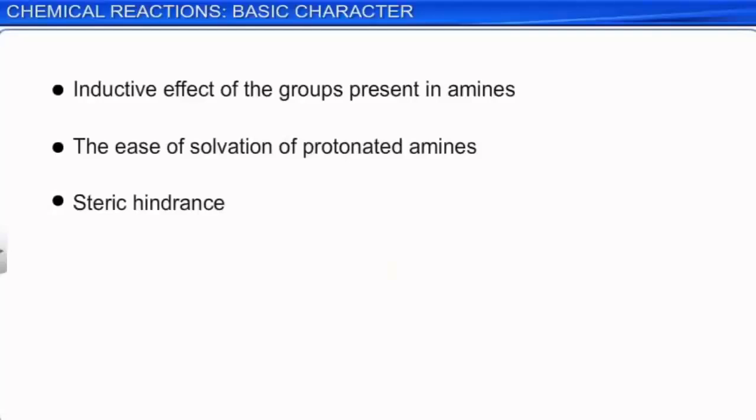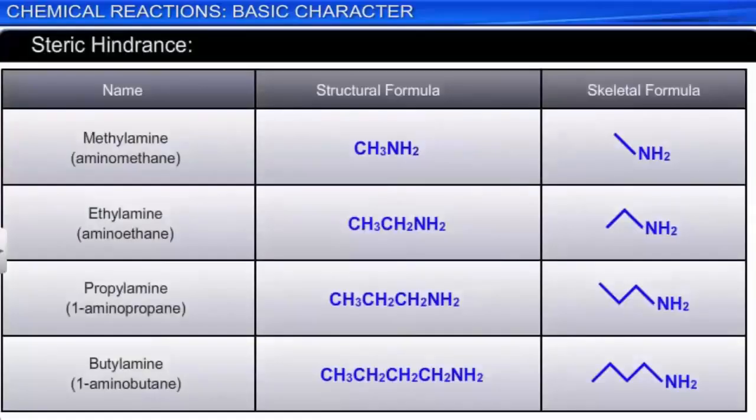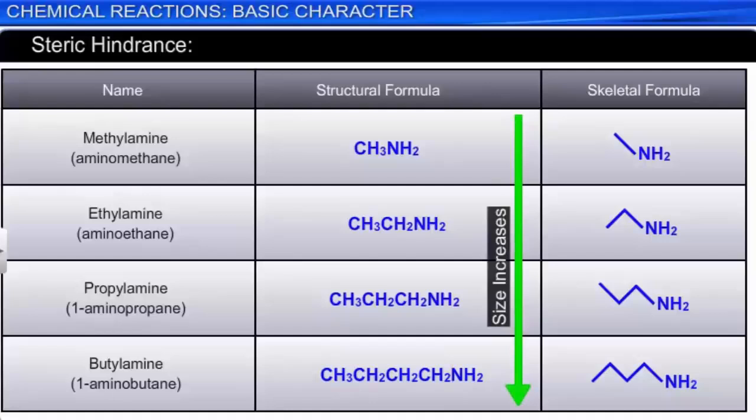Another important factor that affects the order of basicity is steric hindrance. If the size of the alkyl group is small, like the methyl group, then there is no steric hindrance to hydrogen bonding in its aqueous phase. If the size of the alkyl group is larger than the methyl group, then there is steric hindrance to hydrogen bonding in its aqueous phase. As the size of the alkyl group increases, the steric hindrance to hydrogen bonding increases, and the basicity decreases.